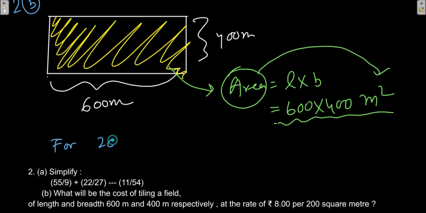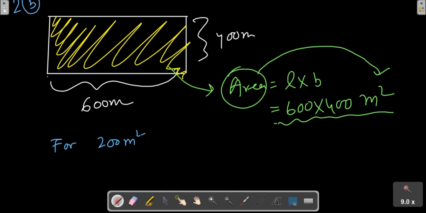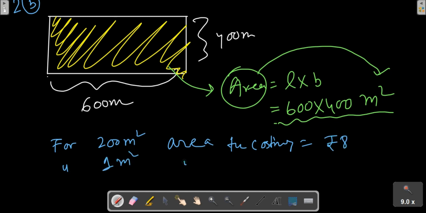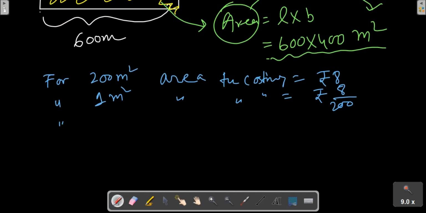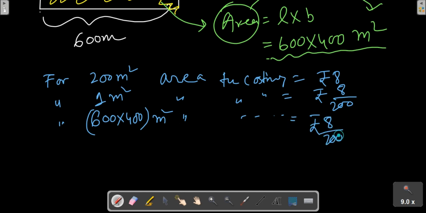So students, here we have to use the unitary method, as they told us to find out the costing. So for 200 square meters of area, the costing is equal to rupees 8, right? Then for 1 square meter of area, what would be the cost? Then rupees, it would be 8 by 200, right? Then for our required area, like 600 into 400 square meters of area, the costing will be then how much? We'll be multiplying it, and as we can see, 200 2s are 400.